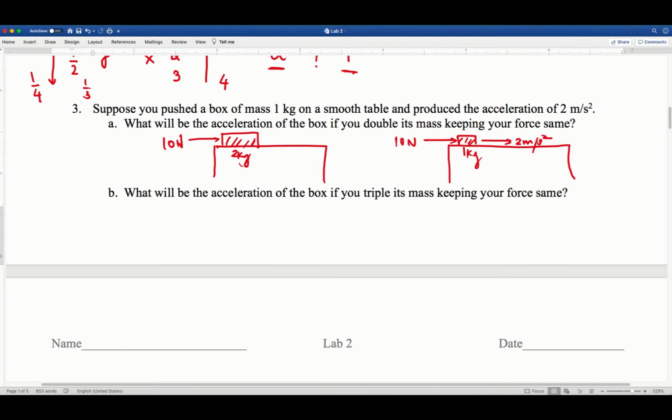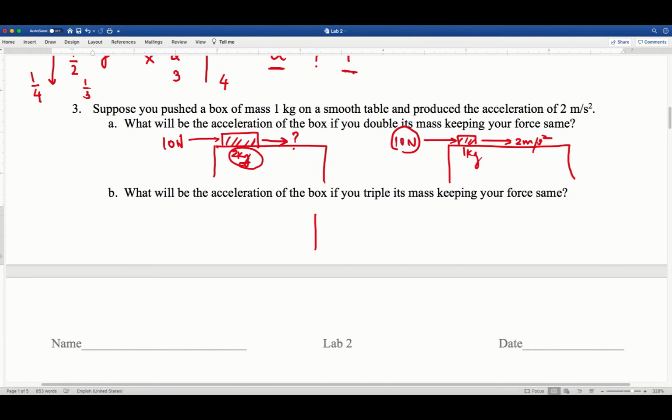What you change is the mass of this object. Now, how will that change the acceleration of the object? So you use the same force as before, but you now double the mass. Okay, so you change the mass from 1 kilogram to 2 kilograms. So how will that change the acceleration?